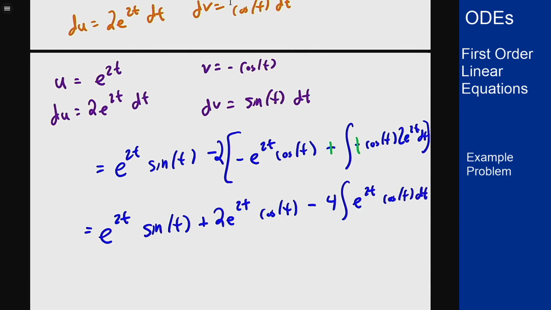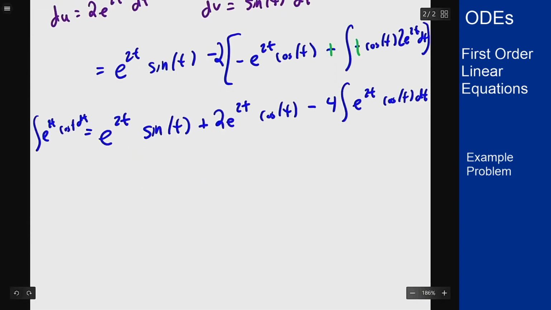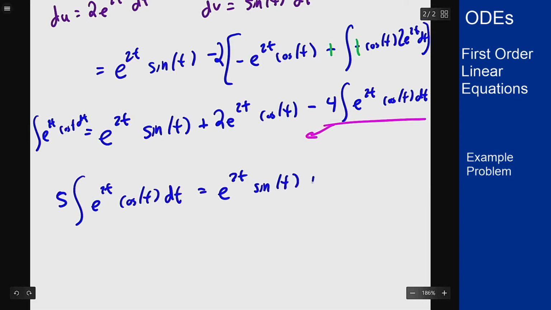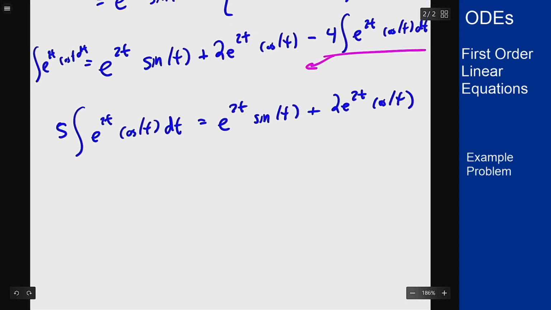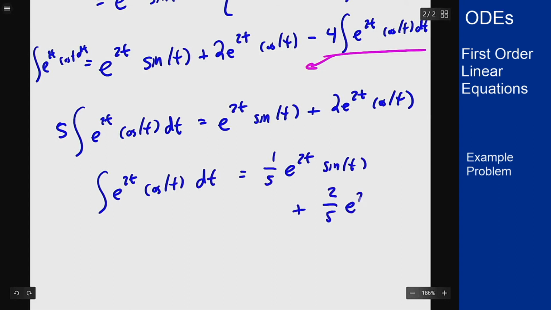But now remember, this whole thing equaled the integral of e to the 2t cosine of t dt, so I can rearrange this. And when I do that, I will get 5 by adding this 4 to the other side. Integral of e to the 2t cosine of t dt equals e to the 2t sine of t plus 2e to the 2t cosine of t. And I can divide both sides by 5 to get this actual integral as 1/5 e to the 2t sine of t plus 2/5 e to the 2t cosine of t plus c.